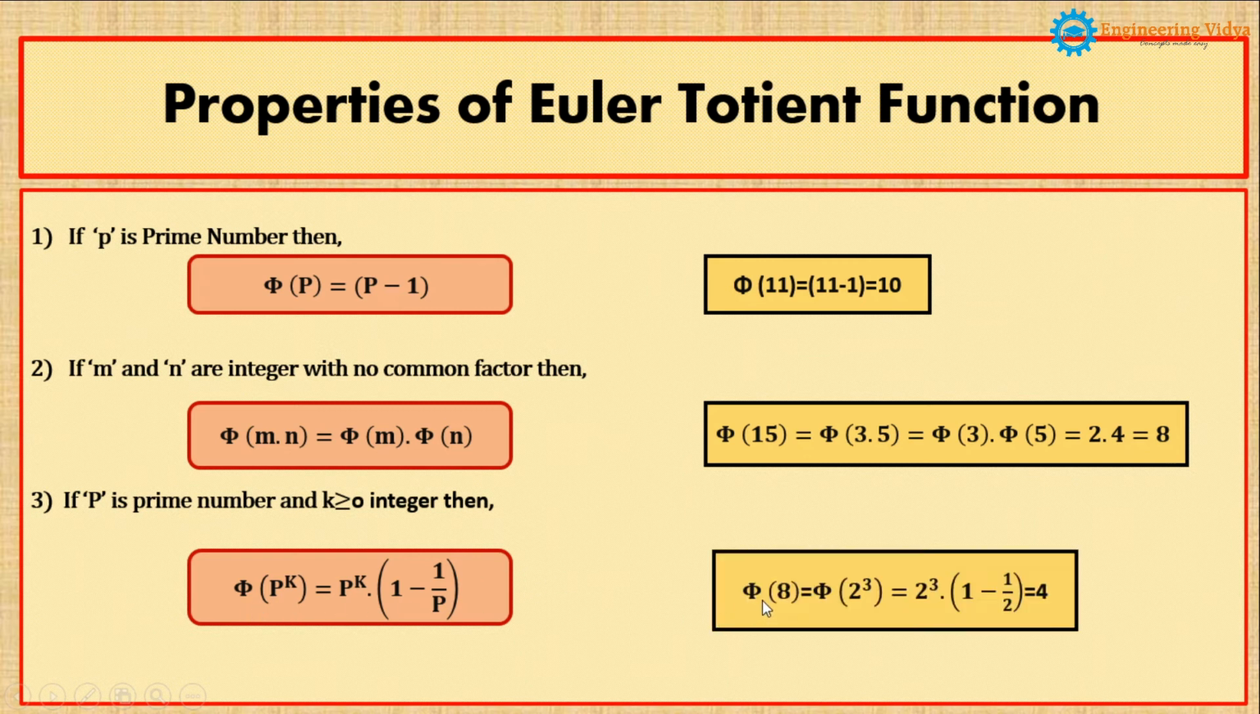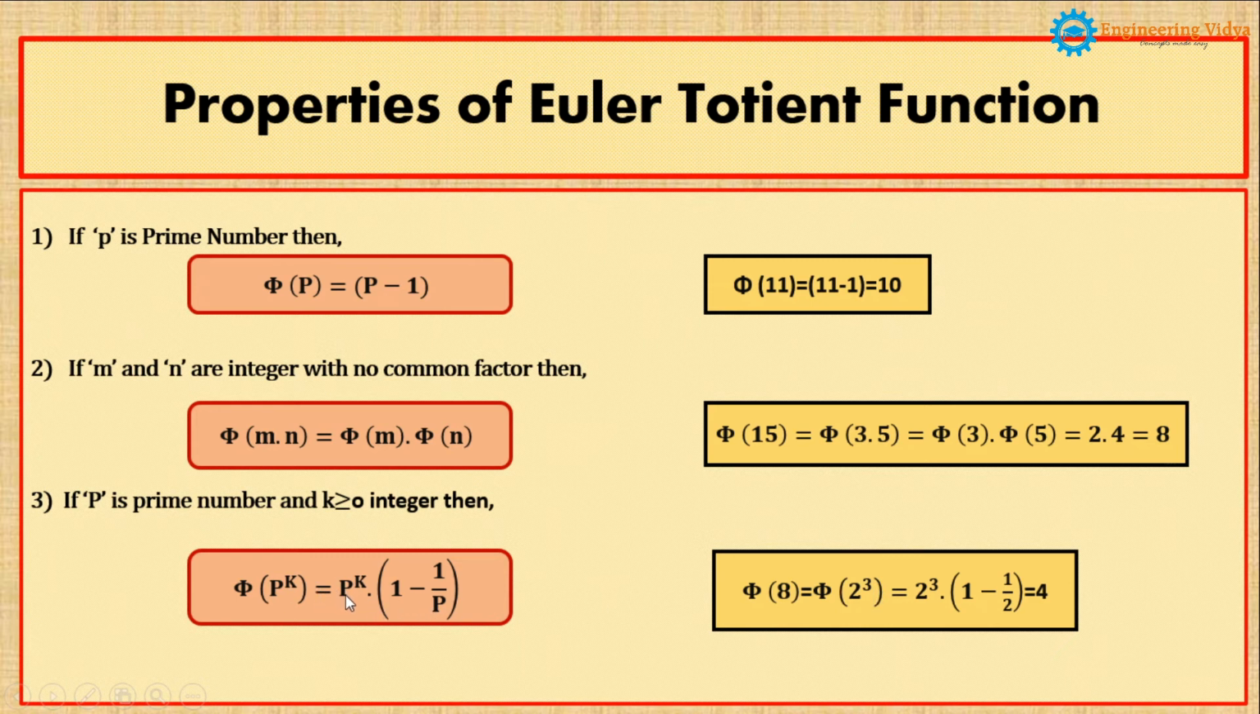Suppose you want to calculate phi of 8. So 8 can be written as 2 raised to 3. If you compare, the 2 raised to 3 format matches the format of p raised to k. p is a prime number, and here 2 is also a prime number, and k is nothing but 3 here. So the format of phi of p raised to k and the format of 2 raised to 3 are the same. So we can apply this formula over here.